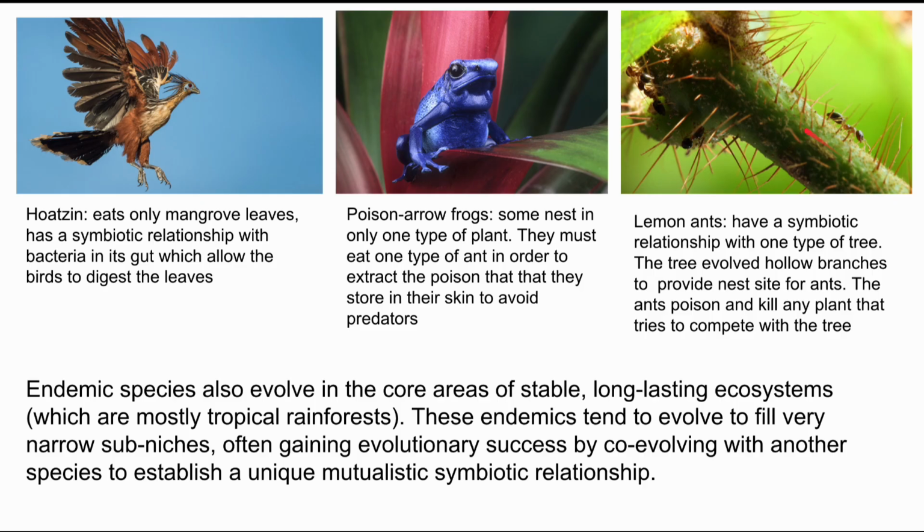And in return, this tree has evolved a hollow interior to its limbs that give the ants a place to live, so that they have this mutual relationship that they both depend on. So what we find is on islands, the endemic species tend to be not particularly narrow in their niches. And in well-established ecosystems like tropical rainforests, the endemic species tend to be these highly specialized ones that have evolved these symbiotic relationships over time.